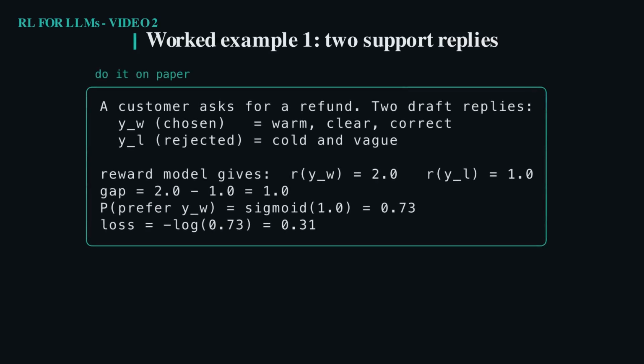Let us do the simplest example on paper. A customer asks for a refund and we have two draft replies, one warm and clear, one cold and vague. Say the reward model scores the warm reply 2 and the cold one 1, the gap is 1 and sigmoid of 1 is 0.73. So the model already prefers the warm reply about 73% of the time, and the loss is small, around 0.31. If the ranking had been backwards, the gap would be negative, the probability would drop below a half, and the loss would be large, pushing the scores to swap. That is learning, one comparison at a time.